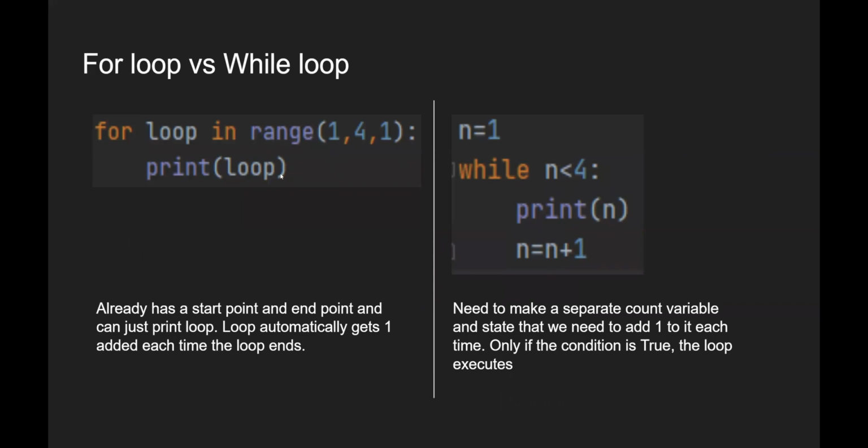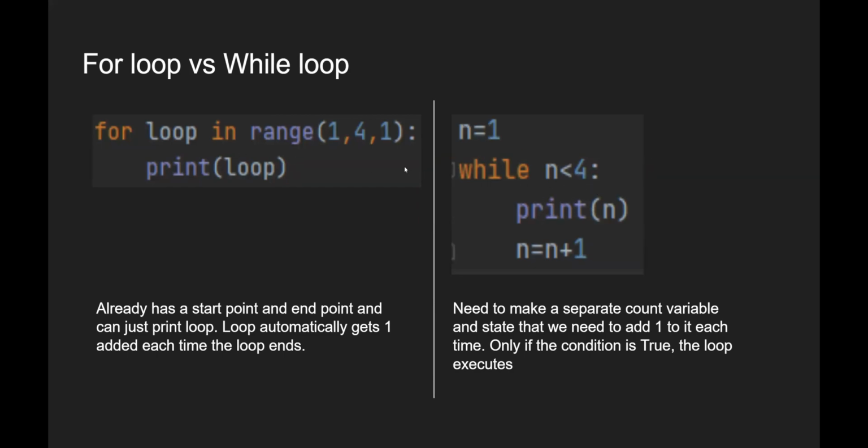So the difference between a for loop and a while loop. When we printed from 1 through 4 with the for loop, we can make our own range, like 1 through 4, and then just print the loop variable. But here we have to make our own variable, and then we set that to 1. And then we set a while that's less than 4. We gave a condition here, and when that's true, we print the variable.